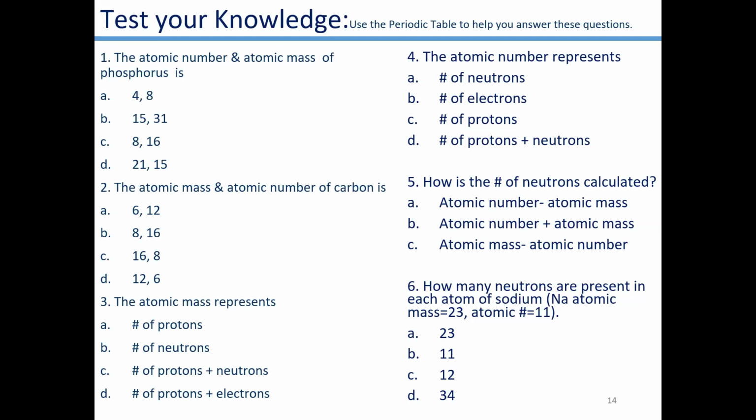So you might have to use your periodic table again in order to answer these questions. One quick thing I do want to mention is you do not need to memorize the periodic table. You just need to be able to understand how to read it and pull the information from it. I will never have you memorize it. Anytime that there is going to be a test or a quiz, it will always be provided to you.